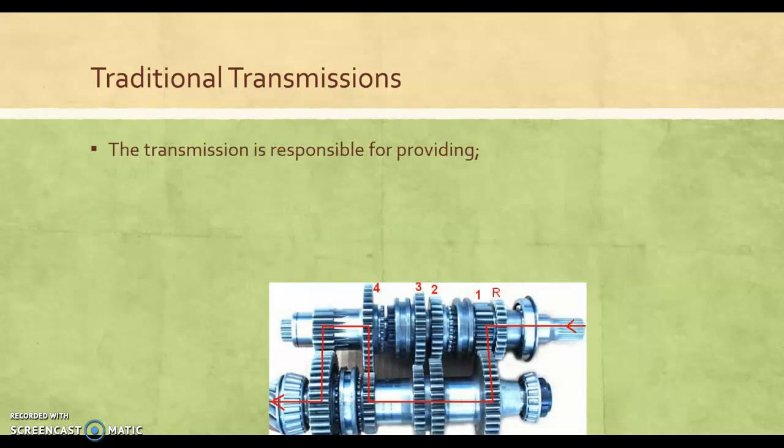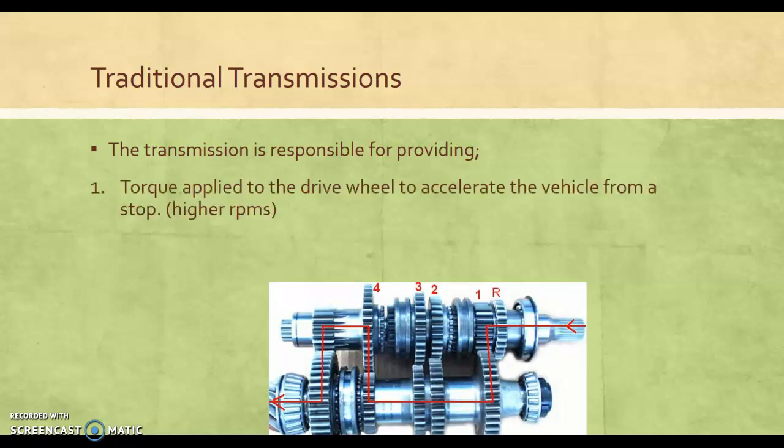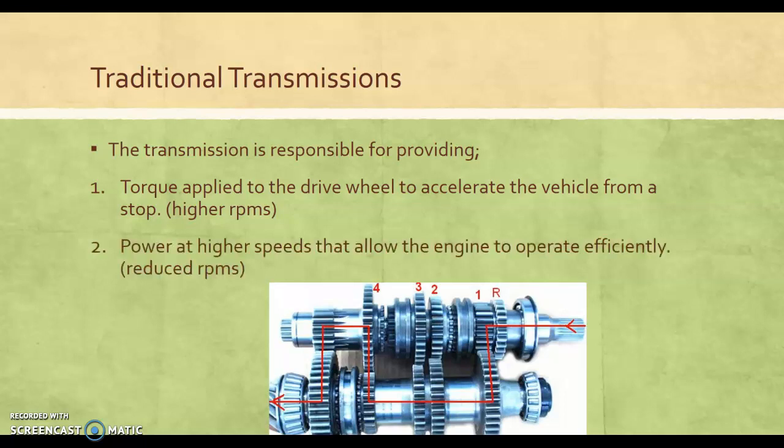And the traditional transmission, basically here's a manual picture, not the most accurate picture, but it does prove a point: power comes in, you select a gear, it goes through the counter shaft and out through the output shaft, basically picking different ratios, much like you'd pick on a bicycle. The transmission is responsible for providing torque applied to the drive wheel to accelerate the vehicle from a stop, and power at higher speeds that allows the engine to operate efficiently. Basically, what I was mentioning earlier is that those gears are needed. That way we don't rev out of an engine's power band at low speeds, but it allows us to get power off the line.